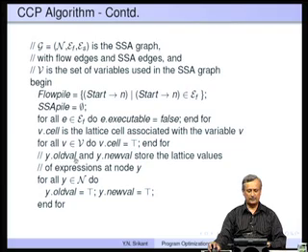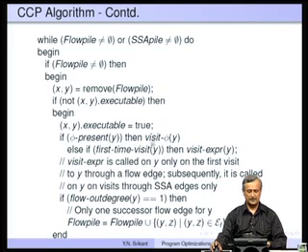Then y.oldval and y.newval store the lattice values of expressions at a particular node y. So, these need to be initialized as well. Both y.oldval and y.newval are initialized to top, the undefined value. Then there is a big loop which goes on until both the flow pile and the SSA pile become empty.